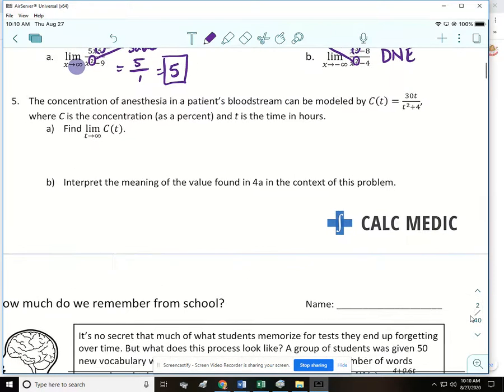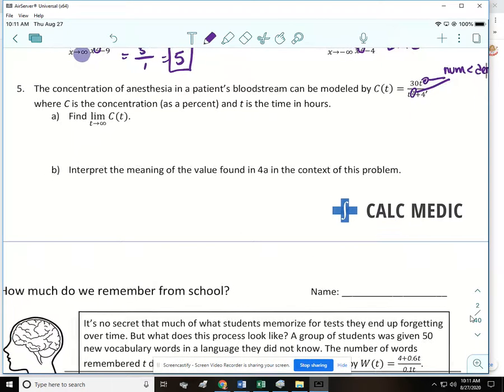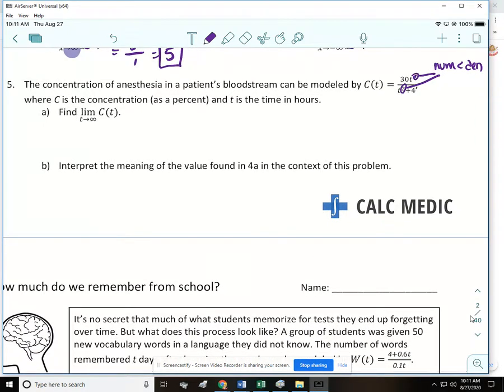So to find the horizontal asymptote, we look at the degrees. This is a 1. So that means that the numerator's degree is less than the denominator's degree. And when that happens, the horizontal asymptote is 0. So that means the limit as t approaches infinity of c of t is 0.